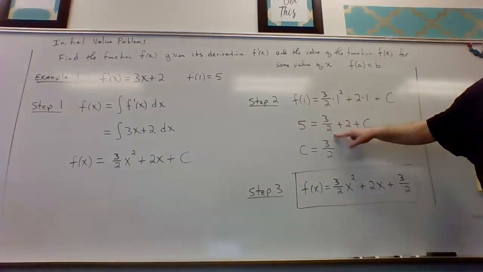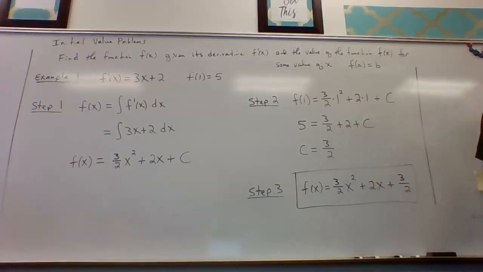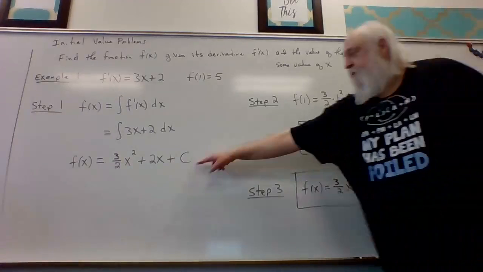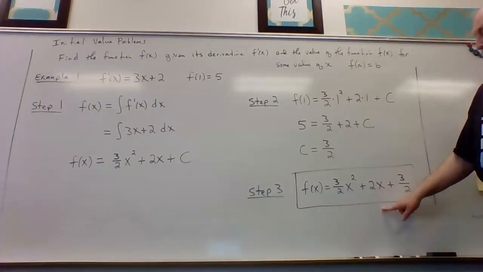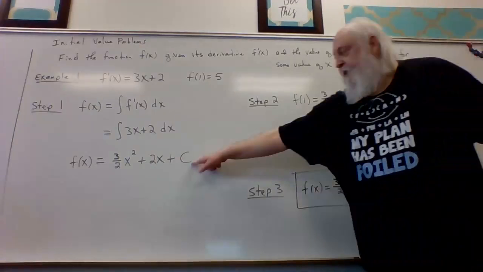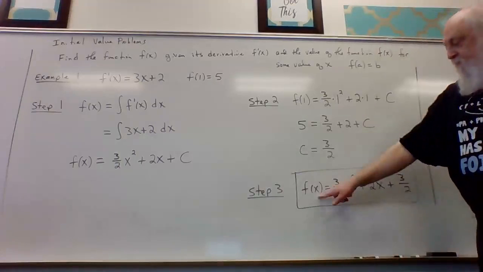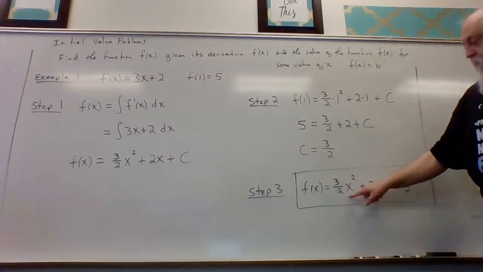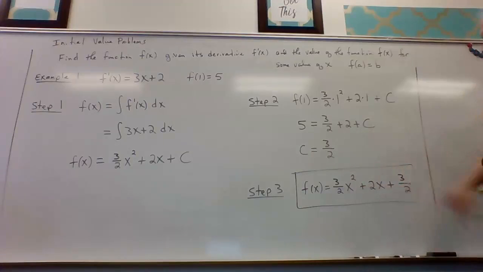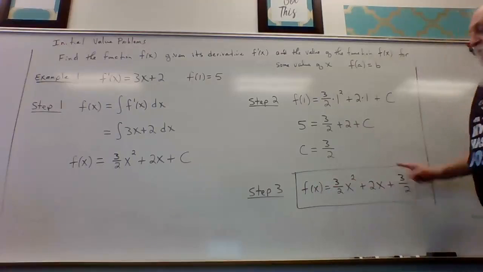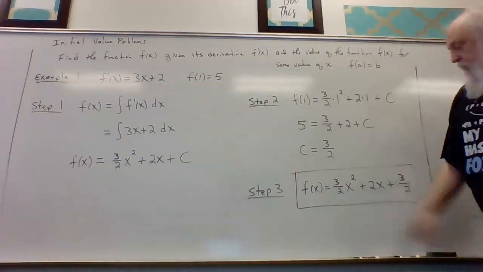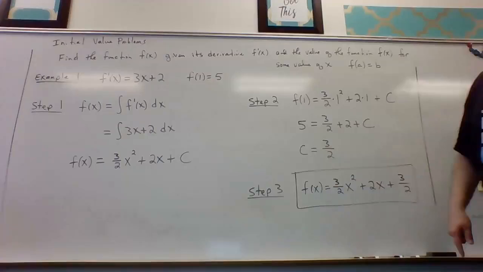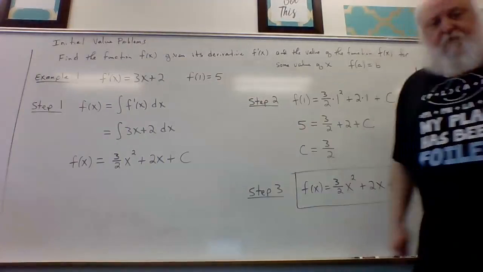Then this simplifies to 3 halves plus 2 plus c, and when I solve for c, I get c is equal to 3 halves. So now I know the constant is 3 halves, and step 3 is to put 3 halves in for c. I have the function f of x equals 3 halves x squared plus 2x plus 3 halves. So this function f of x has the derivative 3x plus 2, and when I evaluate at x equals 1, the value of the function is 5.